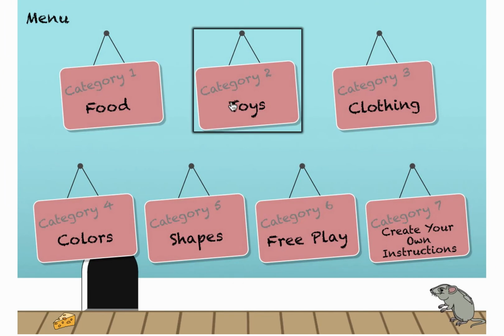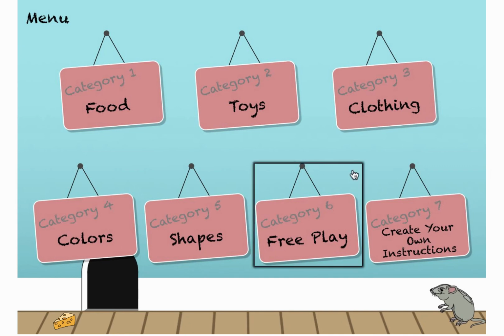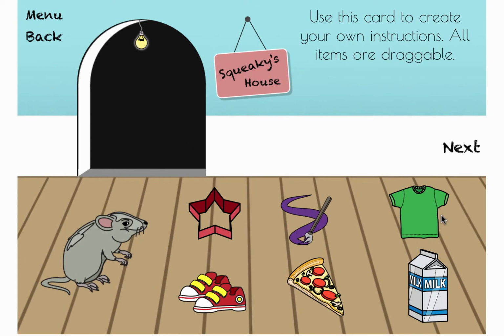So the toy category, the clothing category, colors, shapes, they're all the same idea. Here in the create your own instructions, we'll click on that one. You'll have a variety of items here. And so it allows you to use this sort of open-ended where you can create your own instructions as well as target a variety of other goals. For example, you might tell the student, hide the star and the pizza. So that would be a 2-step direction.